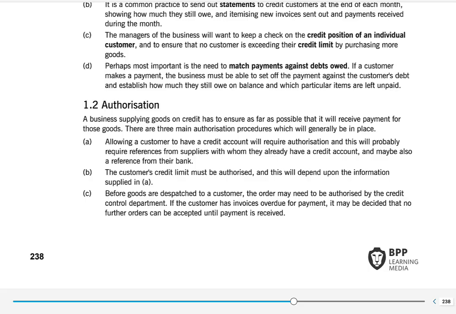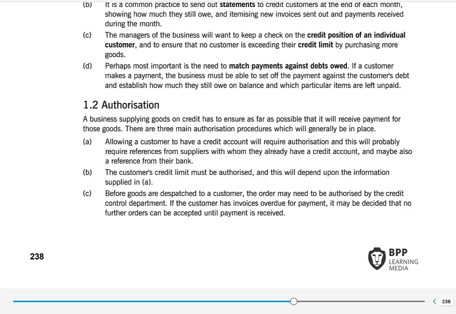Procedure 3. Authorizing orders before goods are dispatched. The book says that before goods are dispatched, the order may need to be authorized by the credit control department. This is extremely realistic, because even if a customer was approved in the past, their situation can change. So before the business sends out goods, someone must check. Does this customer currently owe money? Are they within their credit limit? Are their invoices overdue for payment?